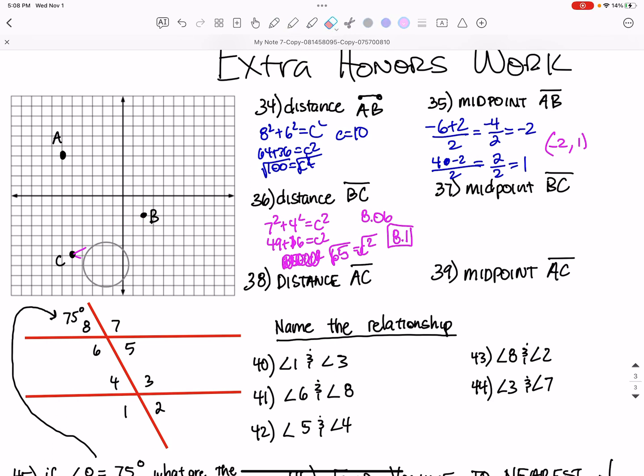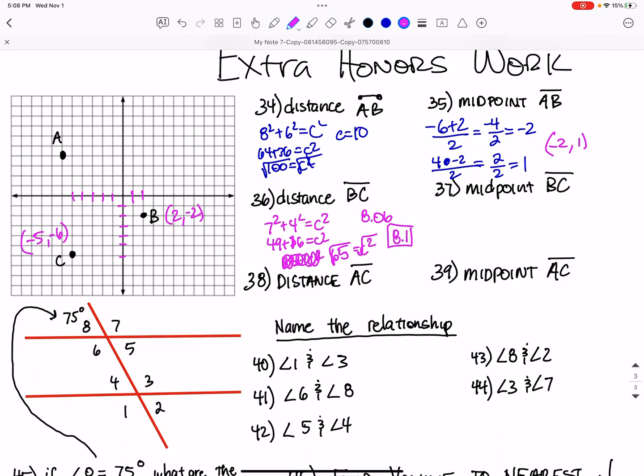All right, midpoint for BC. I just have to know what these points are. This is negative 1, negative 2, negative 3, negative 4, negative 5. Negative 1, negative 2, negative 3, negative 4, negative 5, negative 6. So this is at negative 5, negative 6. This is at positive 1, 2, negative 2.